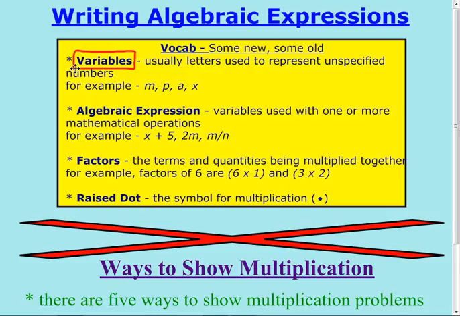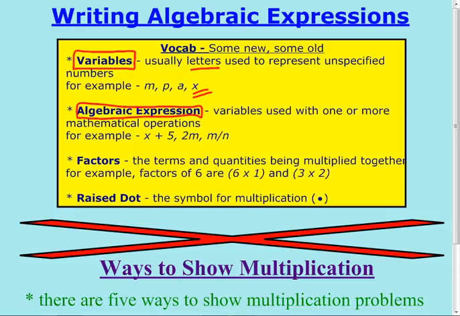So when I want to represent something that changes, I'm going to use a variable, and I'm going to use a letter. And the most common letter is probably x. I don't know why.